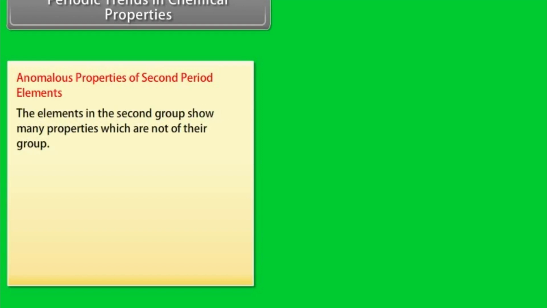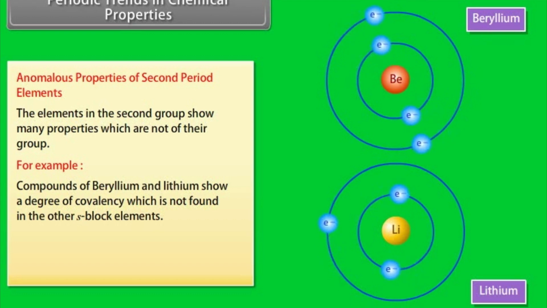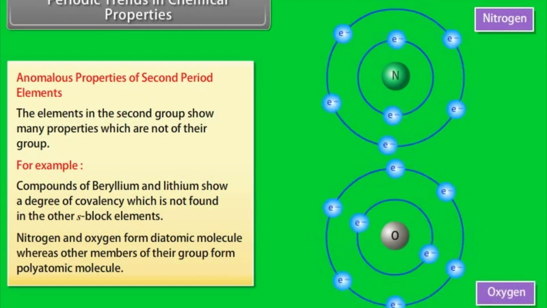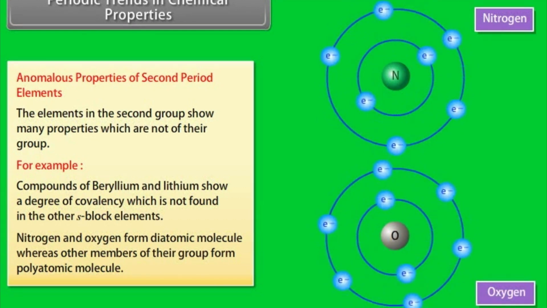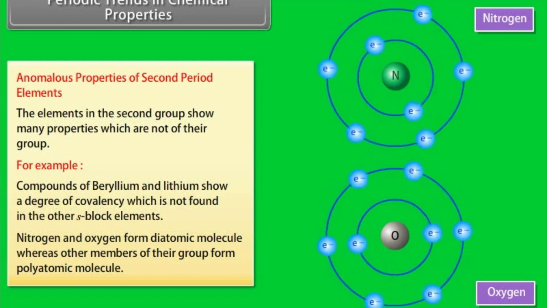Anomalous properties of second period elements. The elements in the second period show many properties which are not shared by the rest of their group. For example, compounds of beryllium and lithium show a degree of covalency which is not found in the other s-block elements. Nitrogen and oxygen form diatomic molecules, whereas other members of their group form polyatomic molecules.